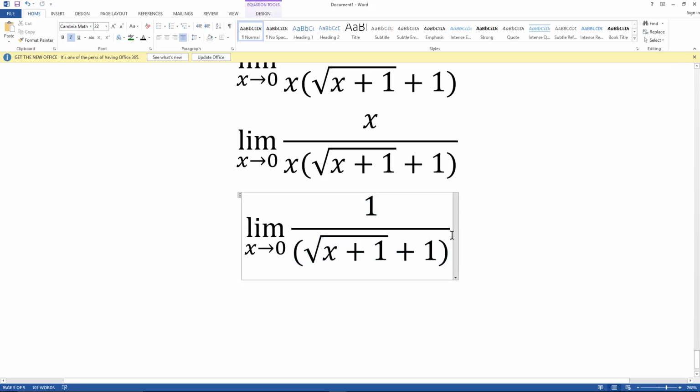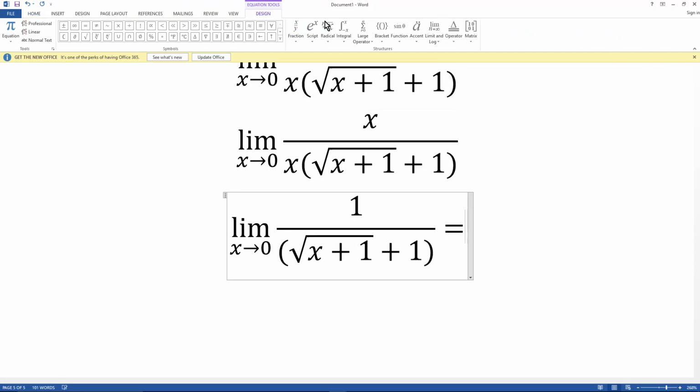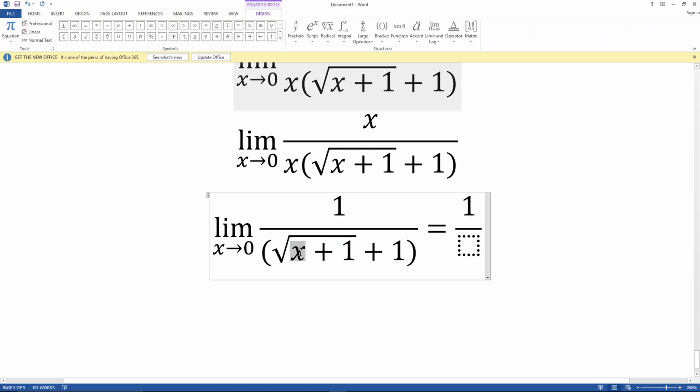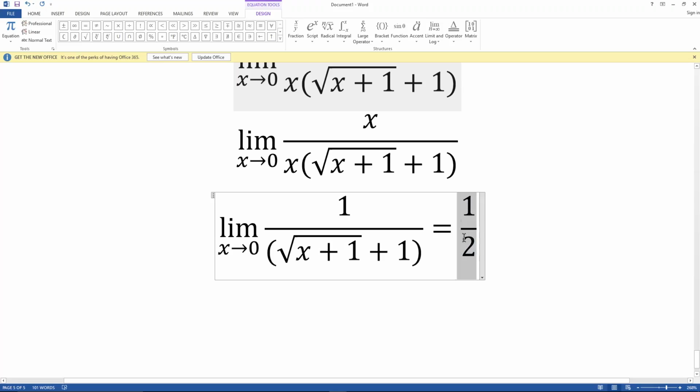Now direct substitution works. On the top, I have a 1. What's 0 plus 1? 1. What's the square root of 1? 1. Plus 1 is what? 2. So our answer is 1/2.